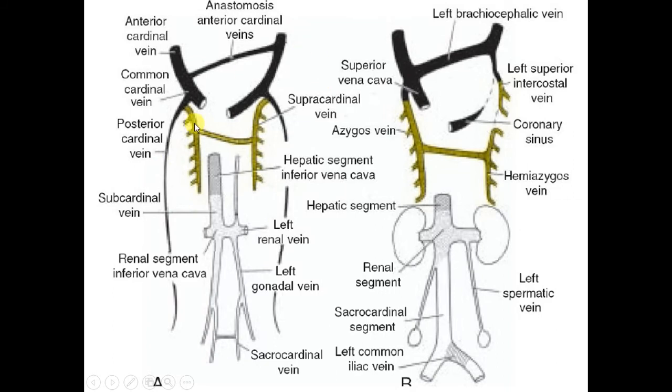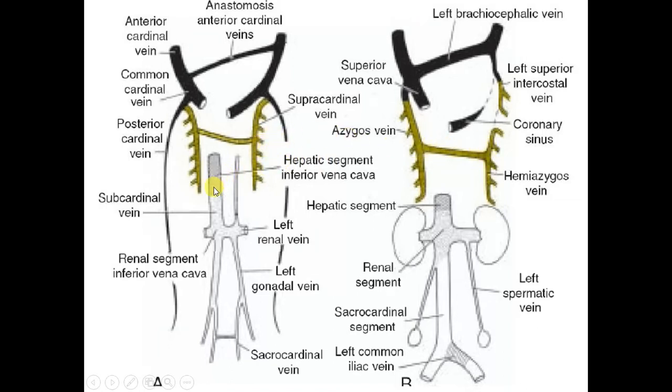If we see this diagram, we see that there is an anterior and posterior cardinal venous system developing, and along with that there is a set of supracardinal veins, which is colored light green or green in this diagram. Supracardinal veins form a different venous system, that is the azygous system. We will see how it is formed.